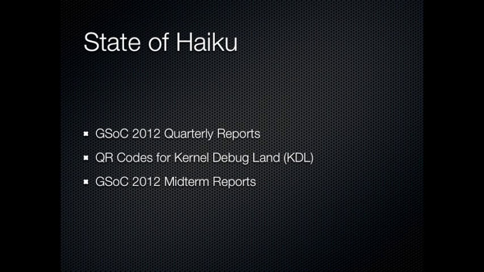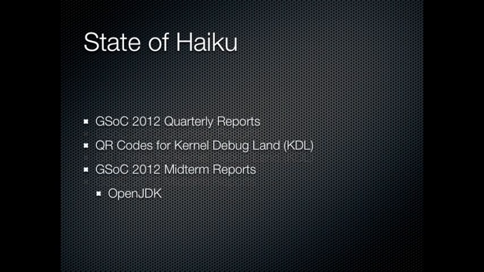Last month we also saw the midterms come in for the Google Summer of Code, with good news, nothing but good news. All the students passing. Better yet, two of the students have actually been given commit access. That's Alex Smith for the x64 port, and Hamish Morrison of the OpenJDK port. So yeah, these are the two projects I was talking about.